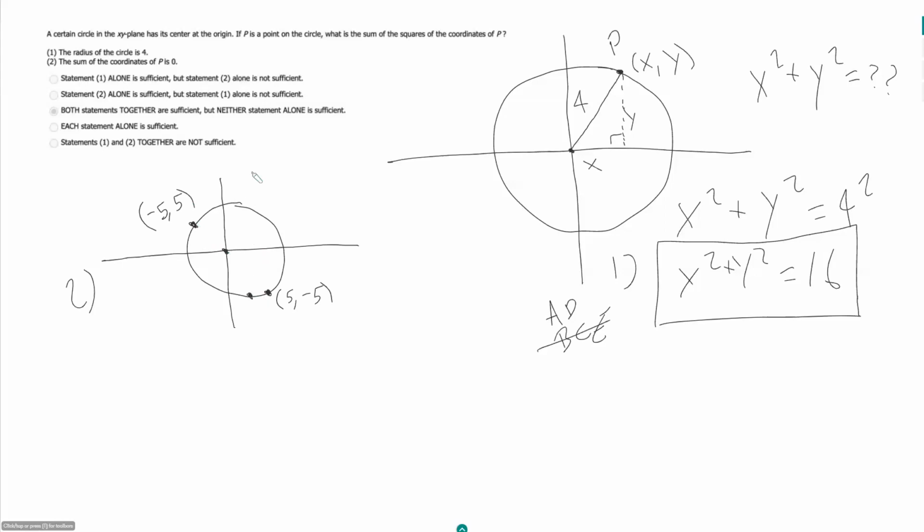We have no idea, that would be a different circle. That would be a circle more like this. But we don't know what our circle looks like. So all we need to know to prove insufficiency is that 4 squared plus -4 squared is not equal to 5 squared plus -5 squared. Even without actually having to calculate what these are, I know that that is true, and that is enough to prove that statement B is insufficient. So we're left with just A.